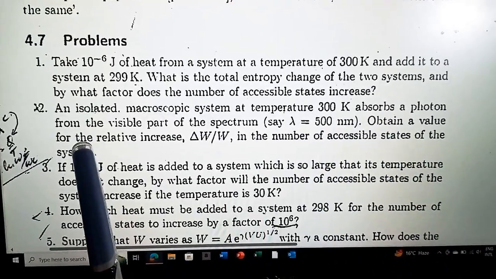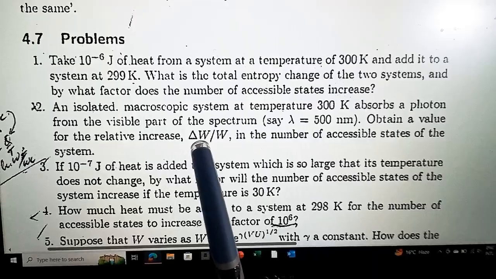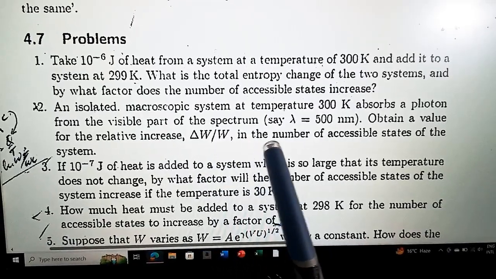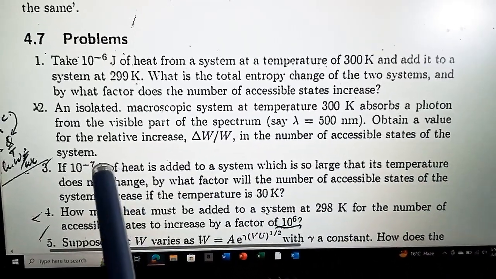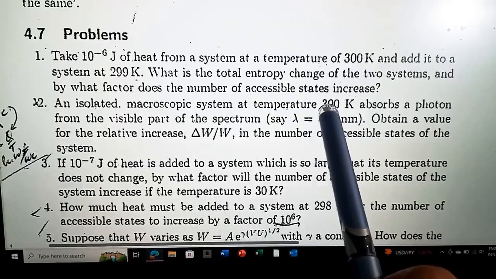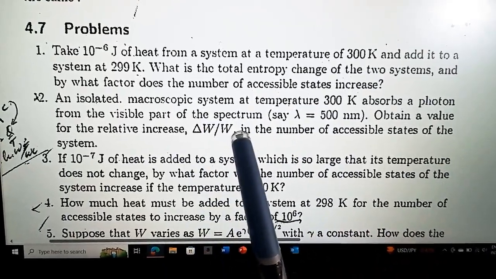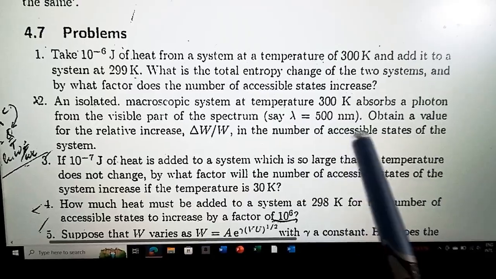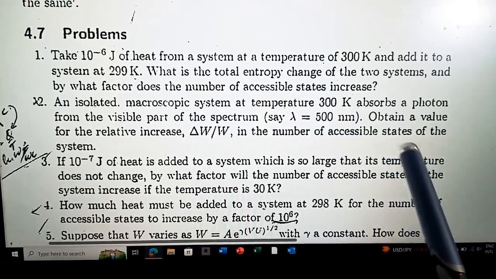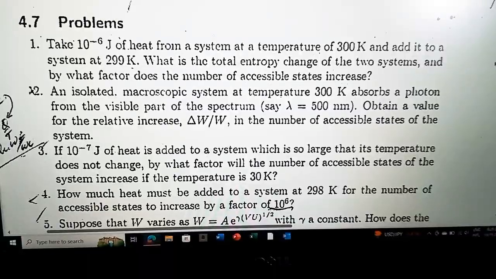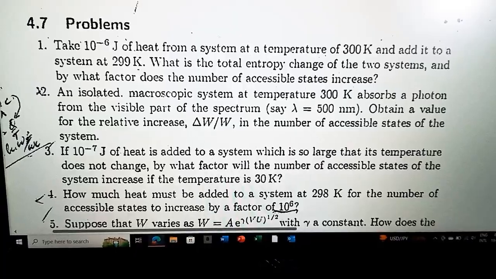Obtain a value for the relative increase delta W by W in the number of accessible states of the system. So we are given the temperature, we are given lambda, and we have to calculate delta W by W, or the relative increase in the number of accessible states. So that is something that we have to calculate. Let's see how we can do that and start the solution.